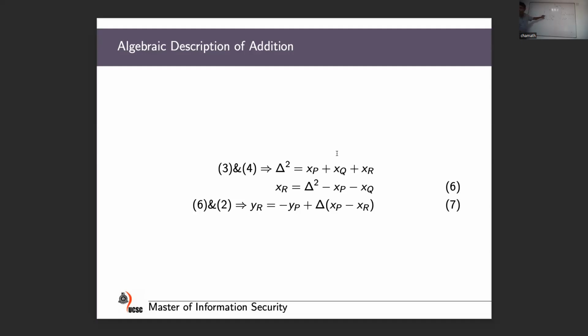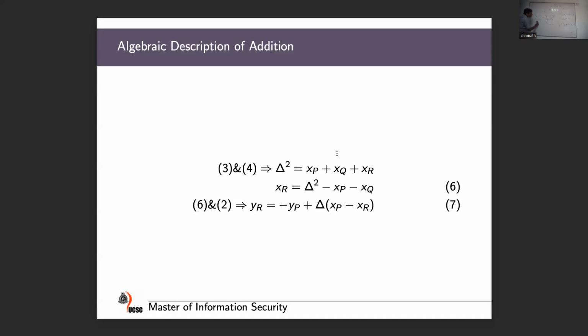Now this is equal to delta, right? This thing is equal to delta, and I can write that because this is delta, this is also delta, this is delta, this is also delta. So (YP plus YR) divided by (XP minus XR) is equal to delta, right? Therefore, YP plus YR is equal to delta into (XP minus XR), right?